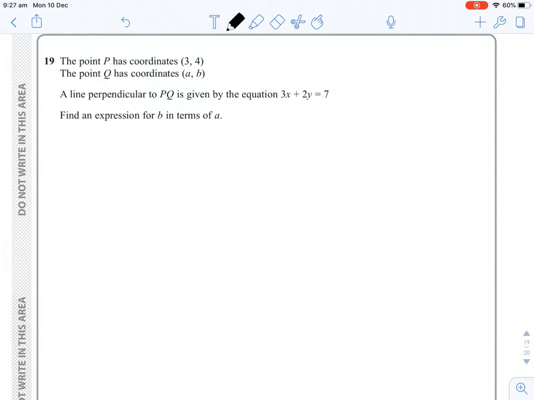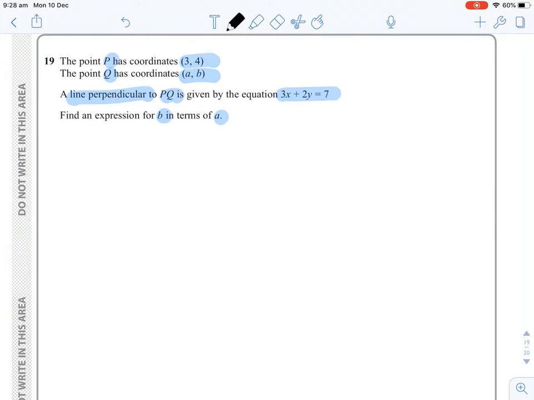Question 19. The point P has coordinates 3, 4. The point Q has coordinates a, b. A line perpendicular to PQ is given by the equation 3x + 2y = 7. Find an expression for b in terms of a.